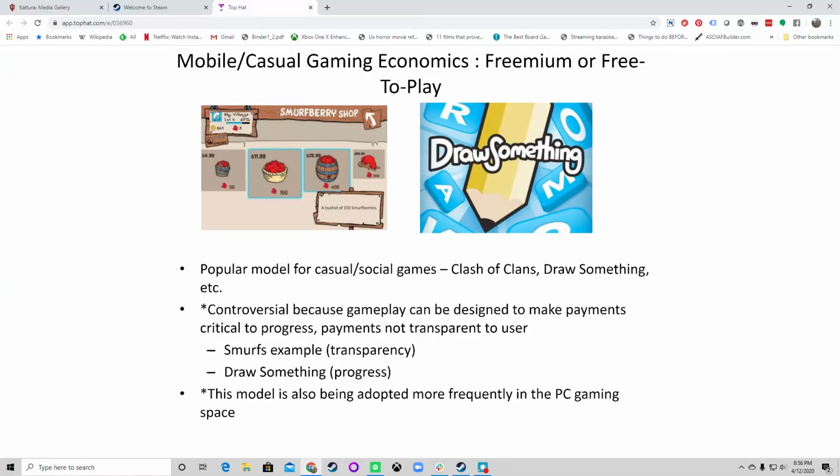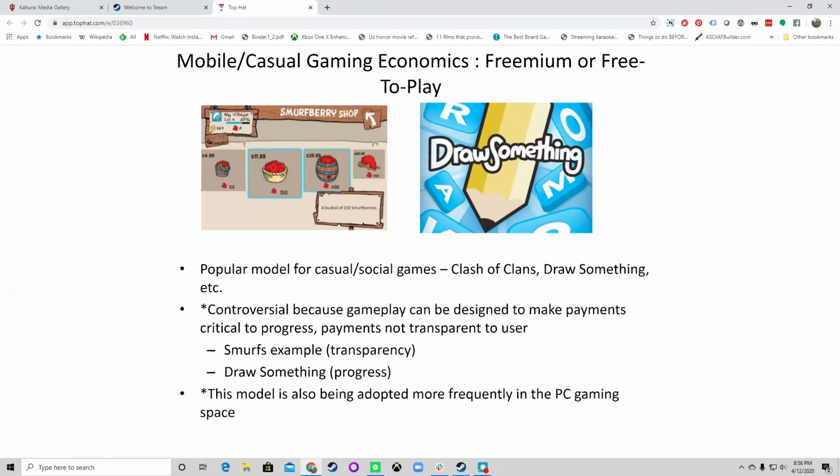So there's a lot of critique of this, that this is really not free to play. This is really pay to win, in some cases, the way these games are being designed. This isn't true across the board, but it is a criticism of this style of model for revenue from games. And this model is now being adopted more frequently in the PC space.